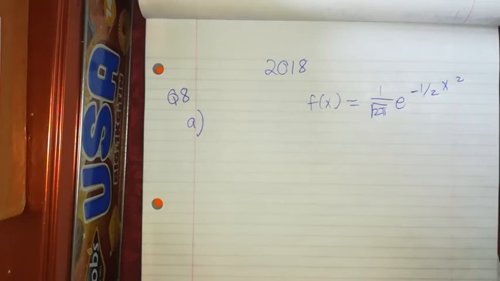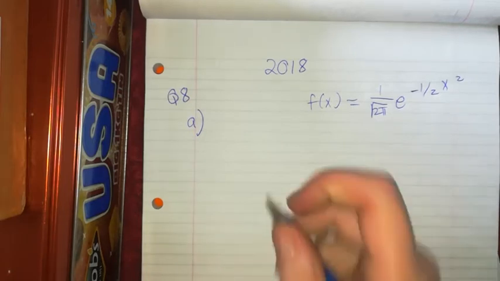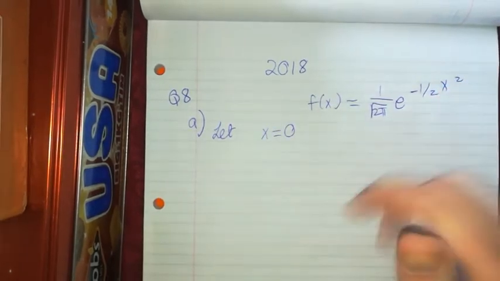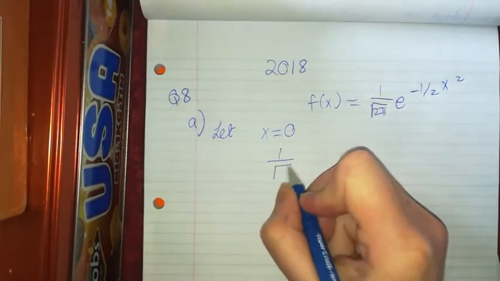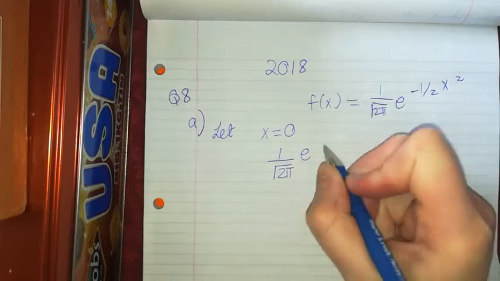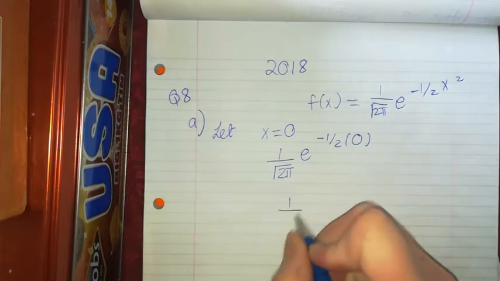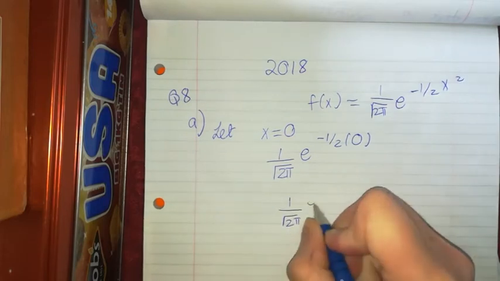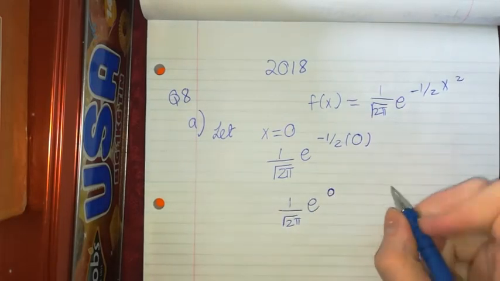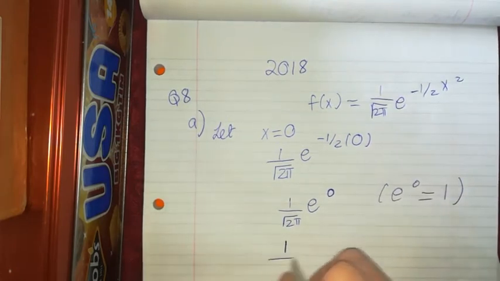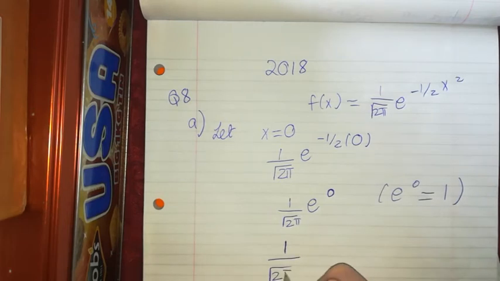Where something intersects the y-axis, x will be 0. So let x equal 0. Then we get 1 over root 2 pi e to the power of minus a half by 0. So that'll just be 1 over root 2 pi e to the power of 0, and anything to the power of 0 is 1. So that'll just be 1 over root 2 pi.